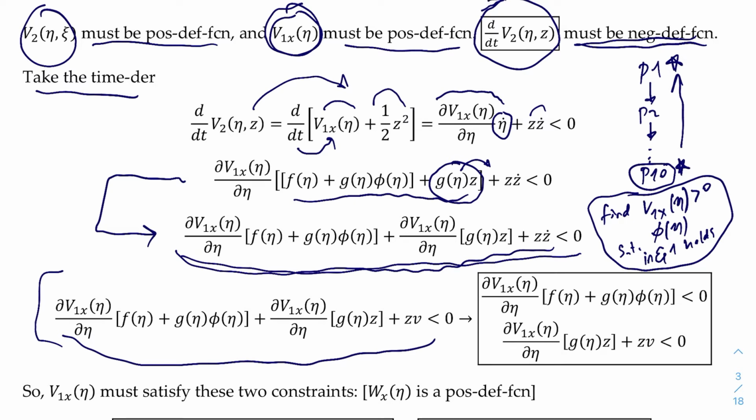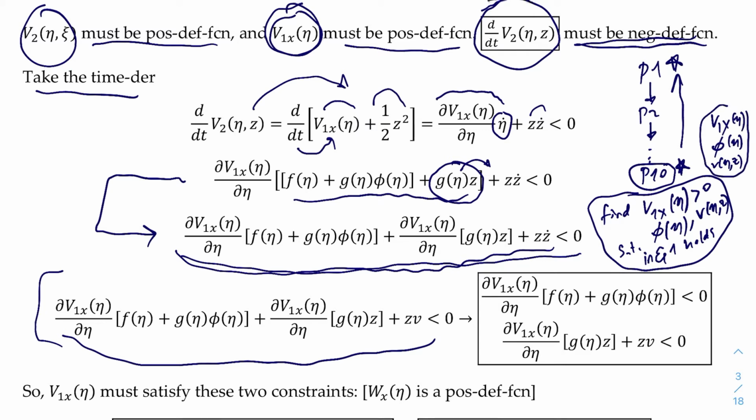Let's write this once again. I'm sorry, I forgot that. You need to substitute v for z dot. Also find v of eta and z. So you need to find 1, 2, and 3.